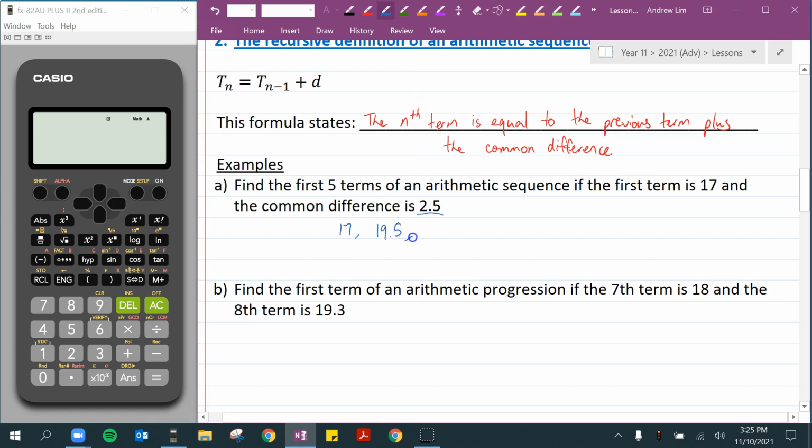19.5. Then I'm going to add 2.5 to that to give us 22, 24.5, and 27. And that's it. That's my first 5 terms.